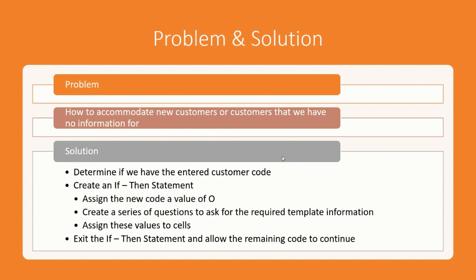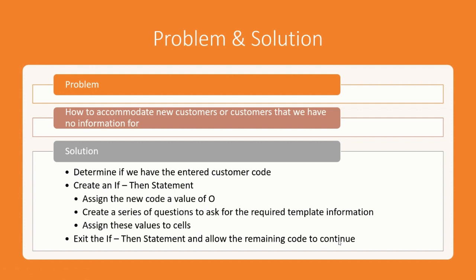And then we'll create a series of questions. If it's determined that we don't have this specific customer code, we'll assign it a value of O. Then we'll prompt the user using input boxes to get the required template information: customer number, ship to, sell to. We'll assign these values to cells, and then we'll exit the if and then statement and allow the remaining code to continue.